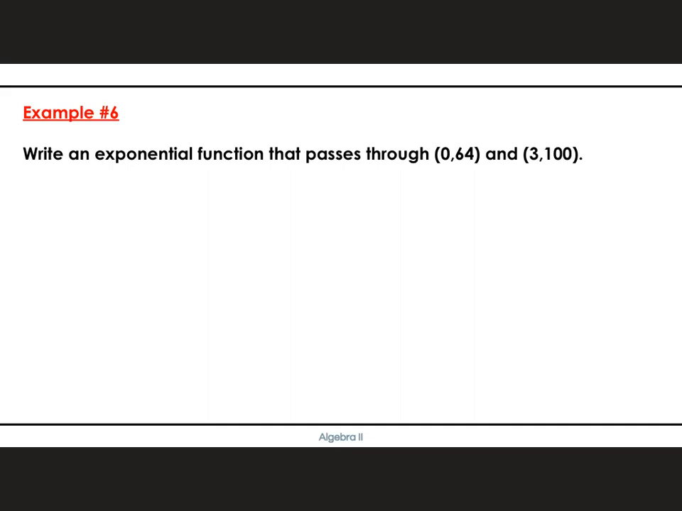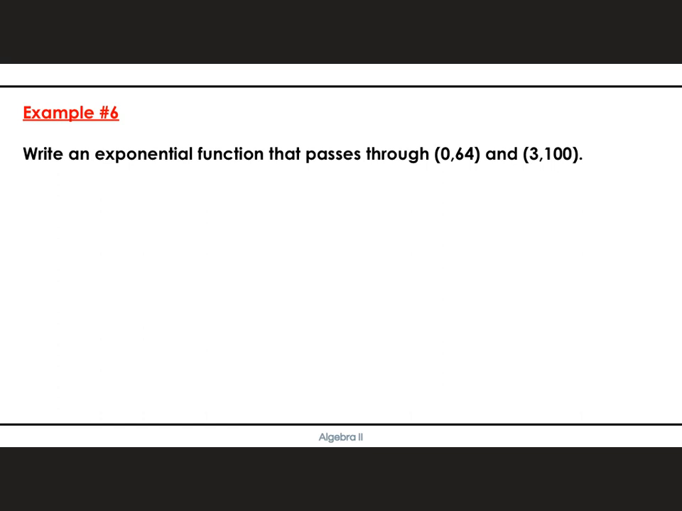So this is our final example, example number 6, and it says, write an exponential function that passes through (0, 64) and (3, 100). That's all the information we've got. But guess what? That's all the information that we need. So how do we write an equation for an exponential function having the 2 points that it passes through?